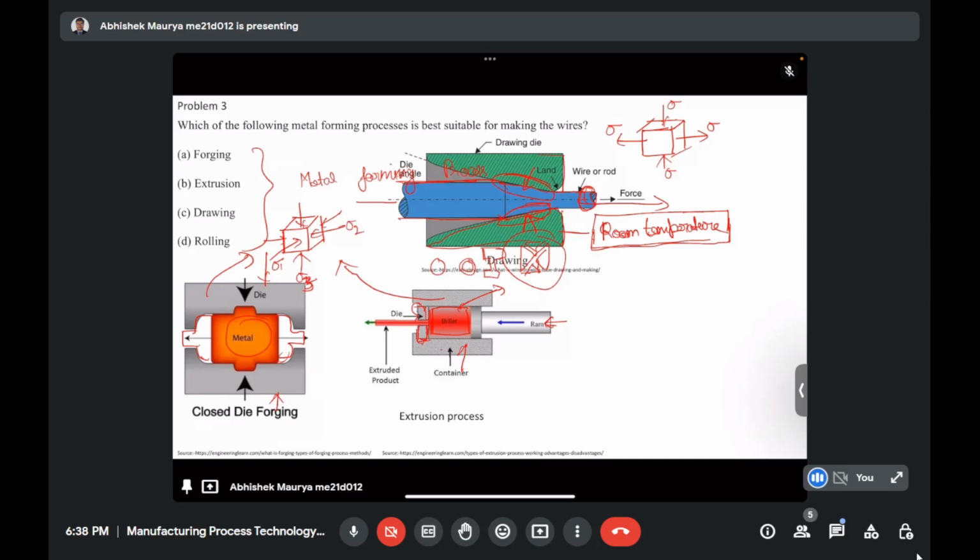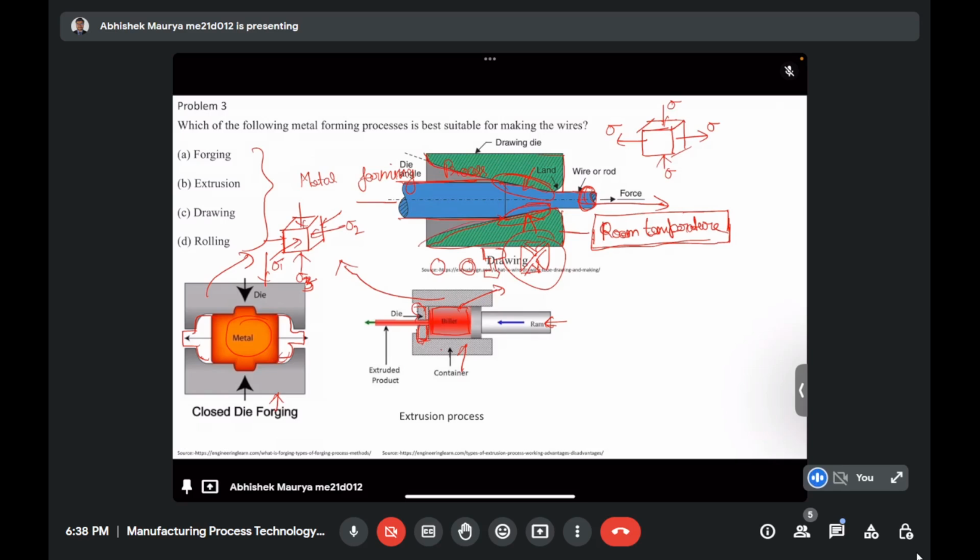Since we know that the extrusion process cannot be done at very high strain rates, only the drawing process is possible to do at high strain rate, so that the production process will be faster. Therefore the best process which is suitable for manufacturing the wire is the wire drawing.